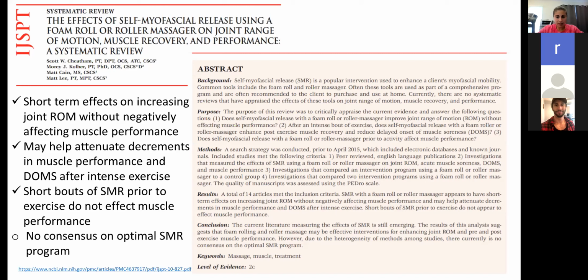I know that you might see two words and wonder, what does that mean? That's what it means. It's kind of decreasing the decrease, if that makes sense. So less of a decrease in performance if you were to roll when you're sore. And so short bouts of self-myofascial.